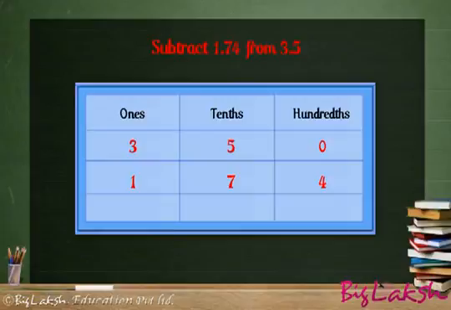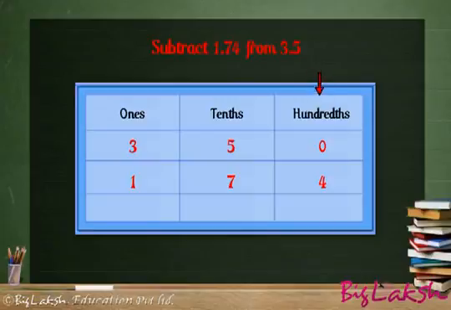Subtraction of decimals can be done by subtracting hundredths from hundredths, tenths from tenths, ones from ones, and so on, just as we did in addition. Let us subtract 1.74 from 3.5 also. Start subtracting from the hundredths place.